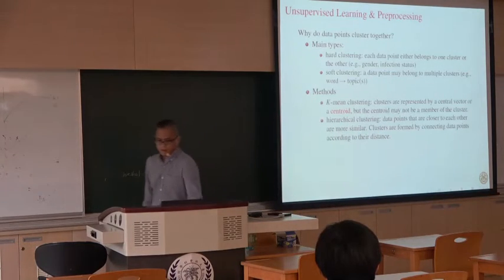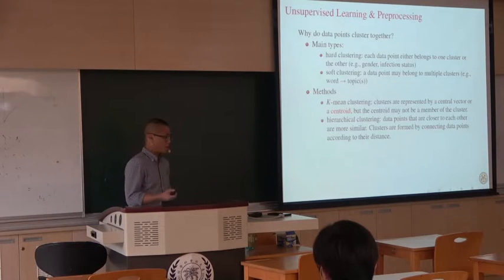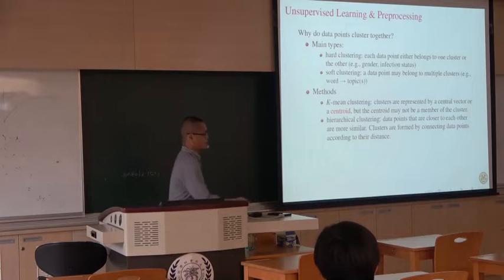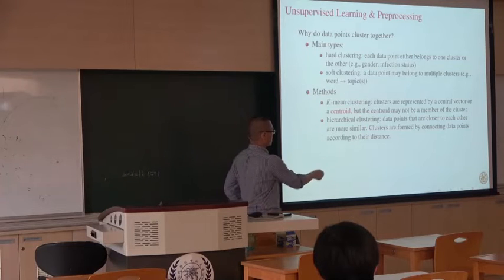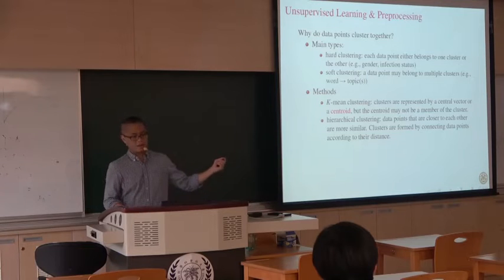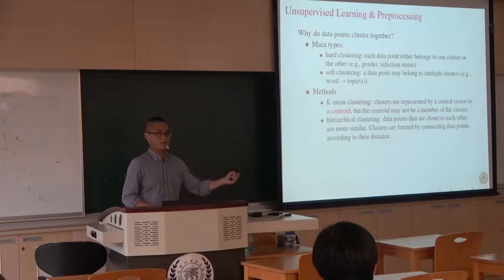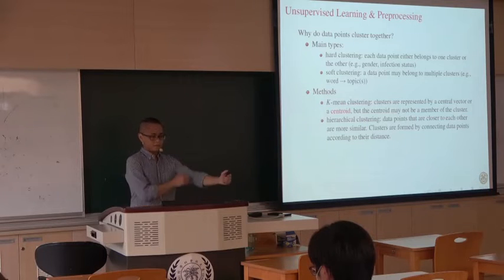So the first method we're going to talk about is k-means clustering. It means that clusters are represented by a central vector, or in spiral diagram they call it centroid. However, the centroid may not necessarily be a member of the cluster it was originally assigned to.